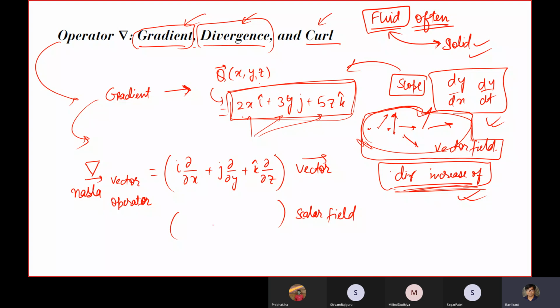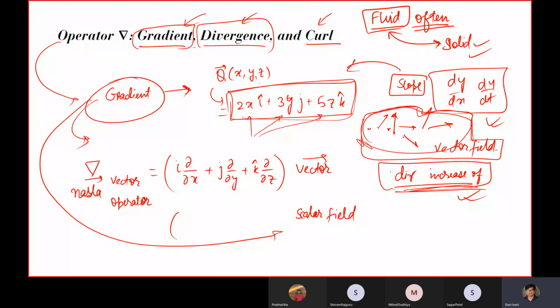Okay, so scalar field, so in gradient you actually operate it on a scalar field. And for divergence you are going to take a dot product of the vector field with this nabla operator. This is how you are going to talk about divergence when we talk about divergence. So let me write the gradient first.